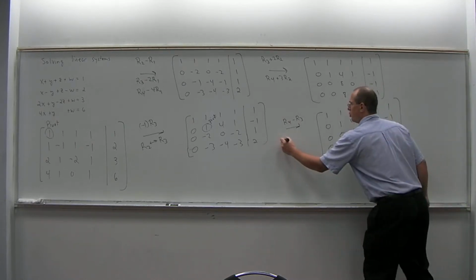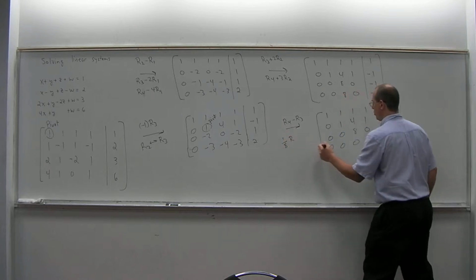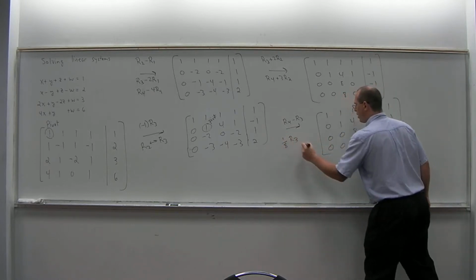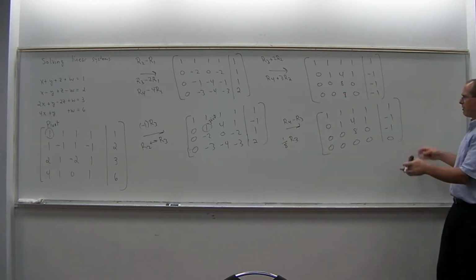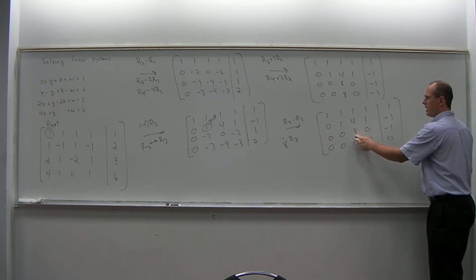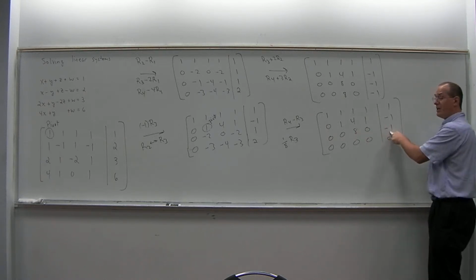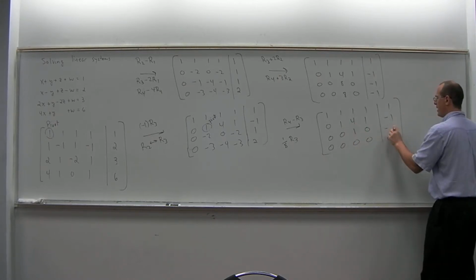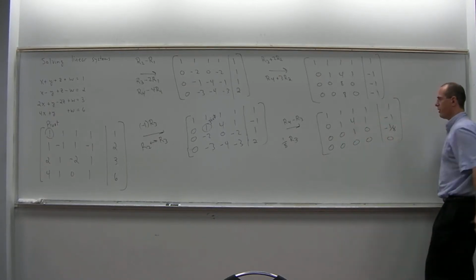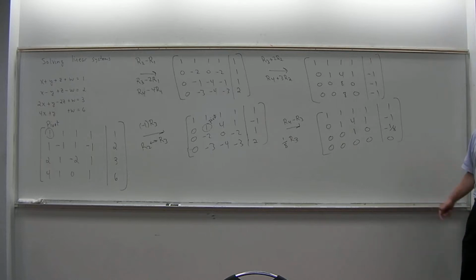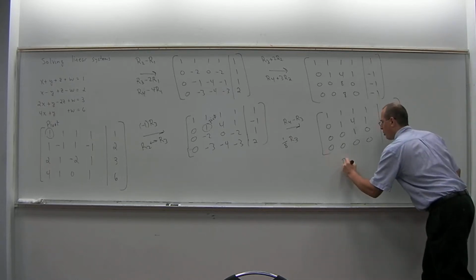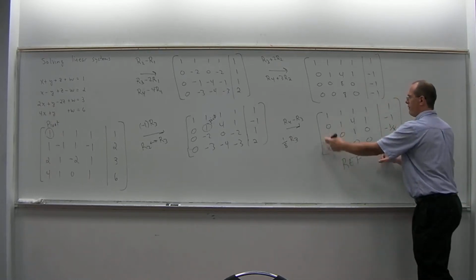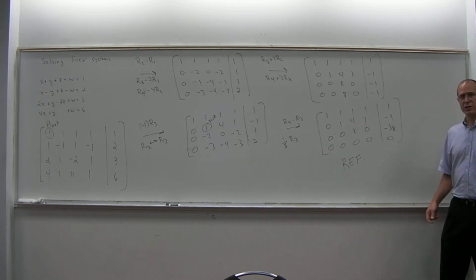Let's also do 1/8 times row 3. So instead of writing this all over again, let me make that into a 1 and that into a -1/8. So 1 and -1/8. And what we have now is called the row echelon form of the 4x4 coefficient matrix.